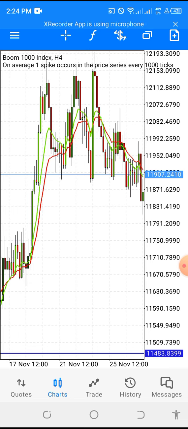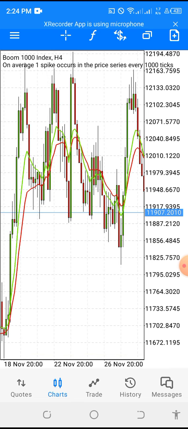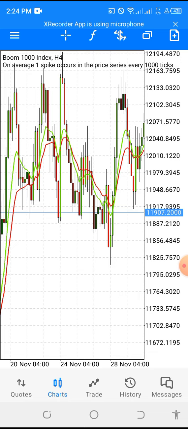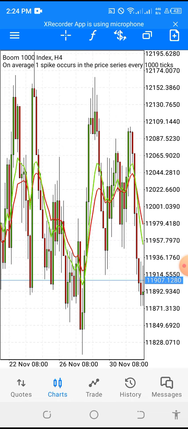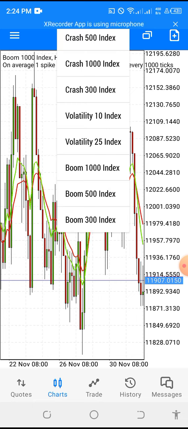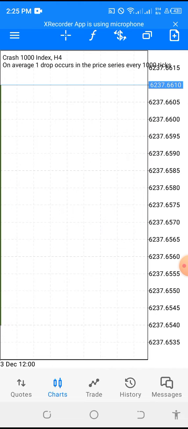Keep it simple. You can do the otherwise, but it is safer to do what I'm saying now. Trade demand on boom, then trade supply on crash. Let me show you an example of supply. Let me show you how supply looks like. Let's go to crash 1000. Let's see if we spot any supply zone. Okay, it's loading.